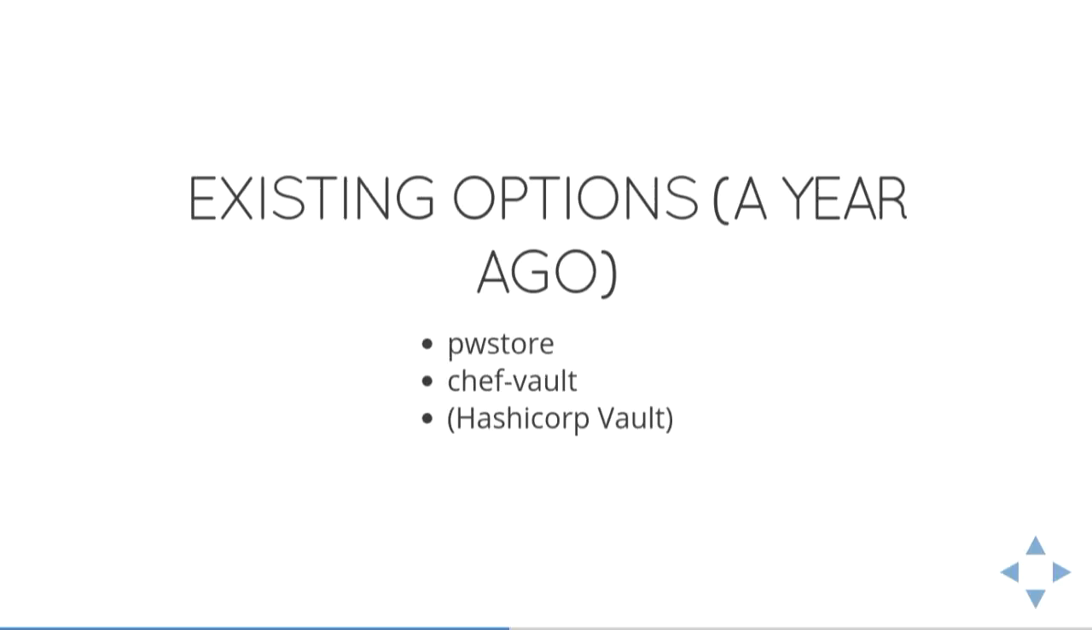So about a year ago, when we started on this, there were a few options out there. PVStore is a tool which came out of Debian, used by the Debian sysadmin team. You have a Git repository with a bunch of files which are GPG encrypted, and you have a thin layering language on top where you can say, this group has access to these files, this group has access to these files, so you can limit access somewhat.